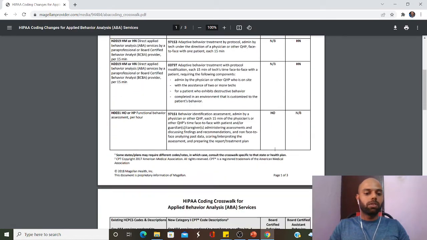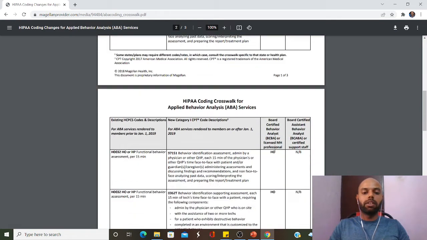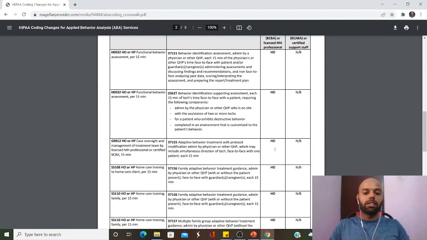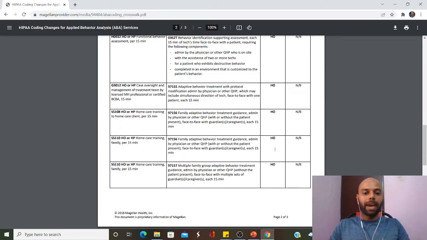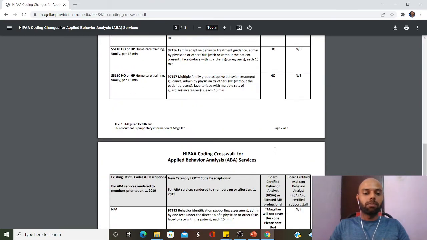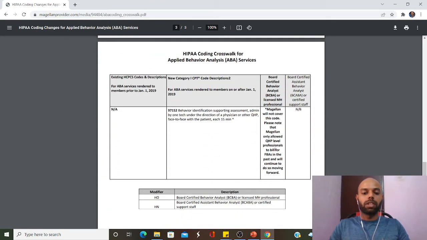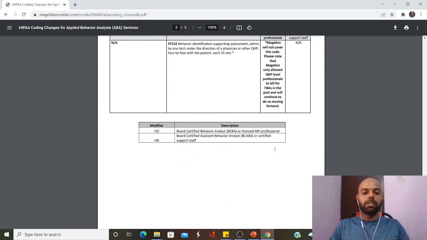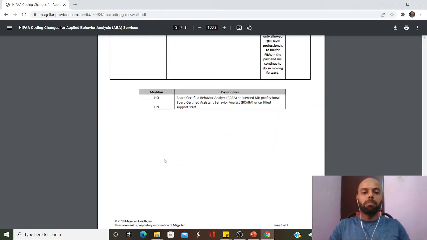So each insurance carrier has this kind of manual. You have to check with them for the correct CPT codes in the manual. And here they have mentioned the abbreviation for the modifier. HO means board certified behavior analyst BCBA or a licensed independent professional. HN means board certified assistant behavior analyst BCaBA or certified support staff.